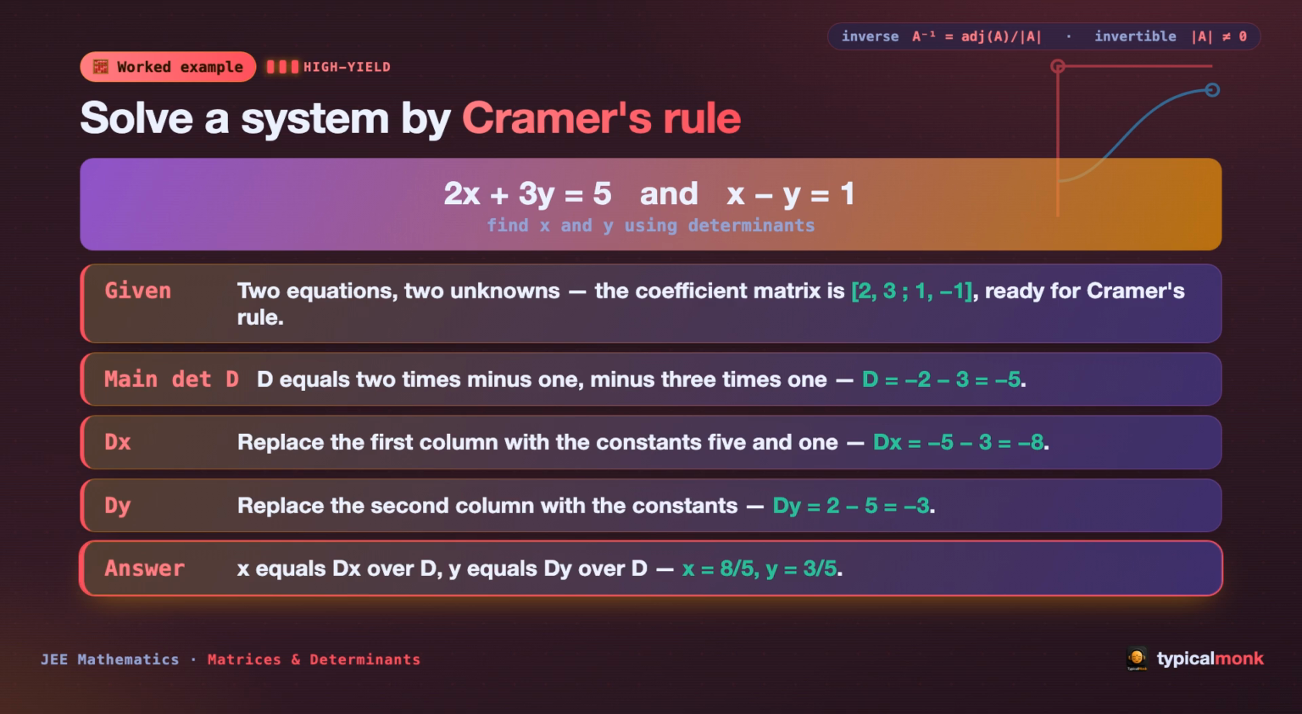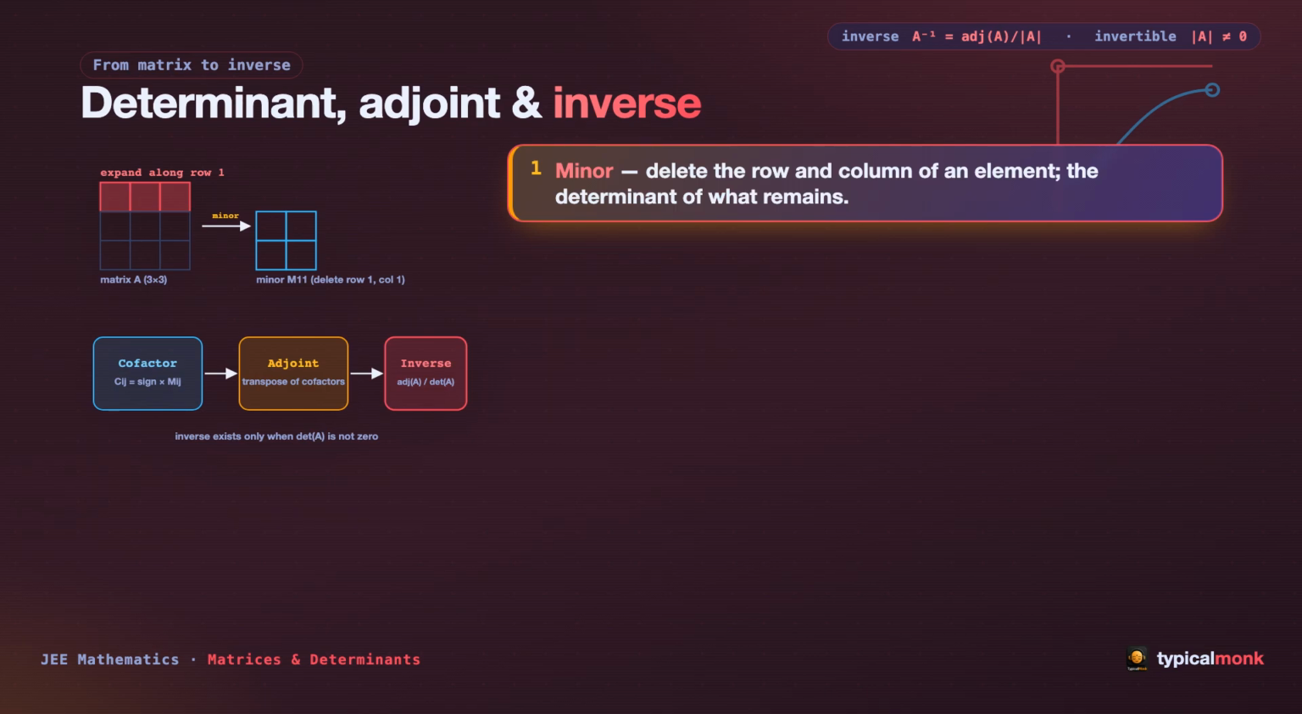Notice the path. Given: main determinant, Dx, Dy, answer. The same 5 steps unlock every Cramer's rule question the exam can ask. Now the heart of the chapter, how a determinant is actually built and where it leads. Look at this grid and this flow together.